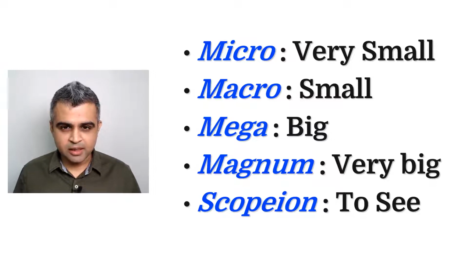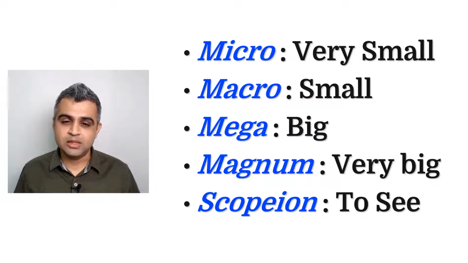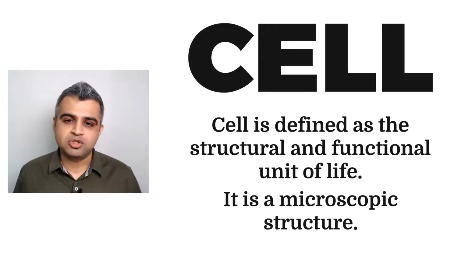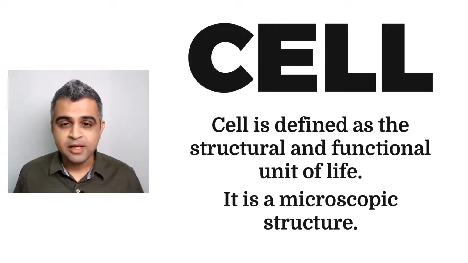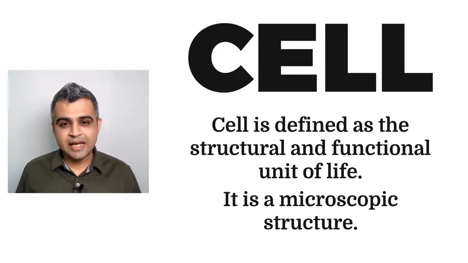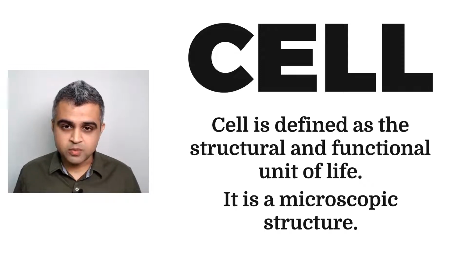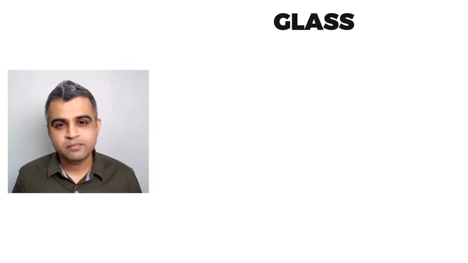So why are we doing this right now? Because you know that cells are so small that they cannot be seen with the naked eye. Cells are a microscopic structure. So cell, which is the structural and functional unit of life, is a microscopic structure. So that takes us today into a journey talking about the history of microscopy. So microscopy, or study of microscopes, or study of microscopic things, is going to begin with glass.